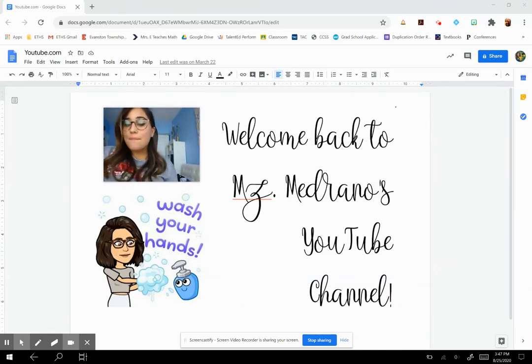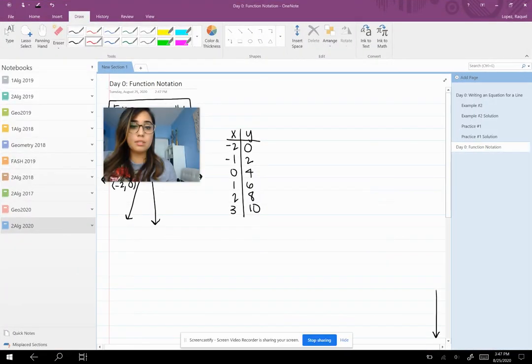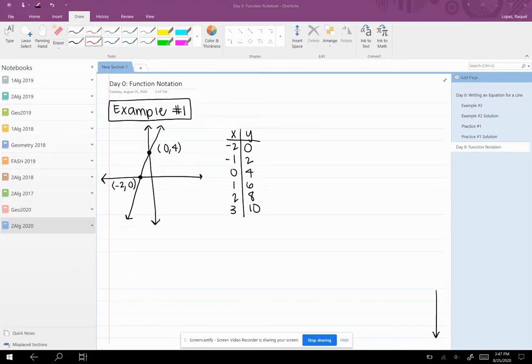Today's notes are going to be on function notation, so make sure you have a writing utensil and something to write on. Alrighty. You might recognize this graph and table from when we were writing linear equations of graphs. We're going to be working with the same example. So go ahead and hit pause on this video to copy down the graph and the table.